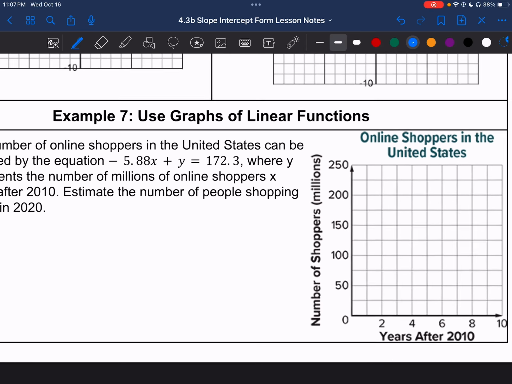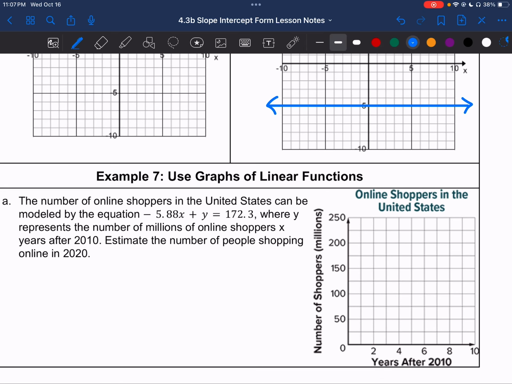So, as we look at example 7, use graphs of linear functions, we are finding the number of online shoppers in the United States can be modeled by the equation negative 5.8x plus y is equal to 172.3, where y represents the number of millions of online shoppers x years after 2010. Estimate the number of people shopping online in 2020.